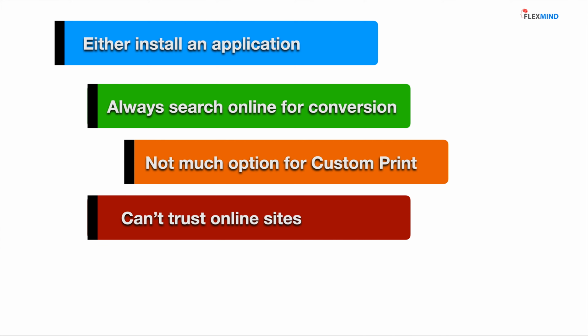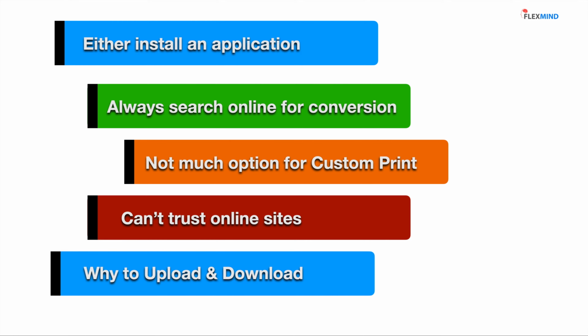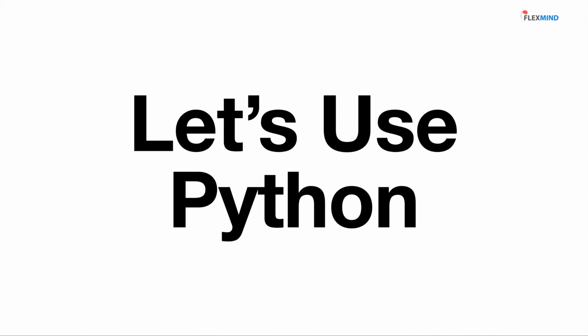And also you cannot trust online sites when you are downloading or uploading your files. So basically you cannot upload a file which is something personal. There is a trust issue when an online website is converting your PDF file to images. So what can we do? Well, we can use Python, and within 10 lines of code, you will be able to get your PDF file converted to images as per your customization.